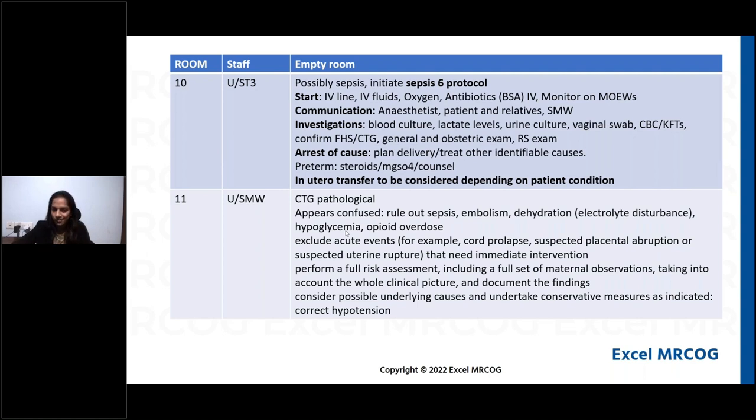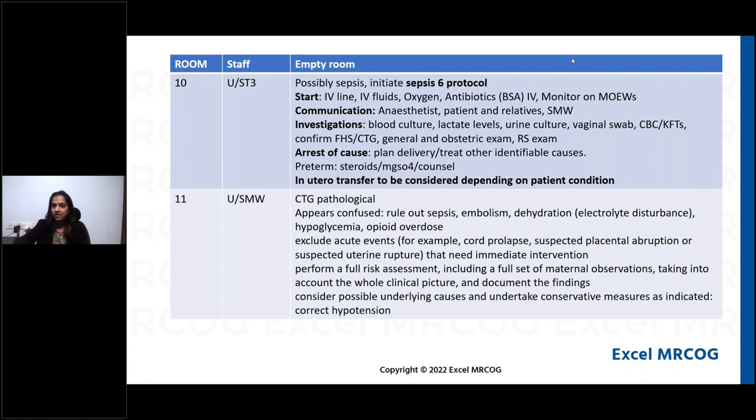She's going to correct her hypotension. Patient has to be reviewed, correct? She has to be attended to on an urgent basis, but the intervention, you have to wait and watch, see how the patient is behaving, and then intervene accordingly. So in this case, you can wait for the consultant to arrive.